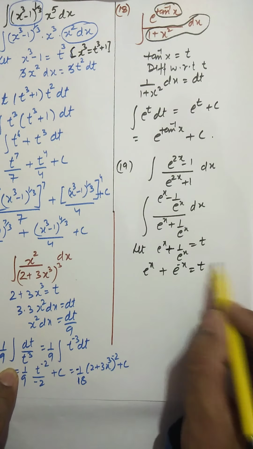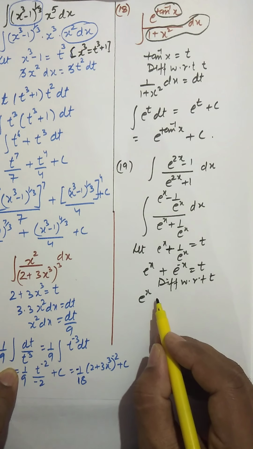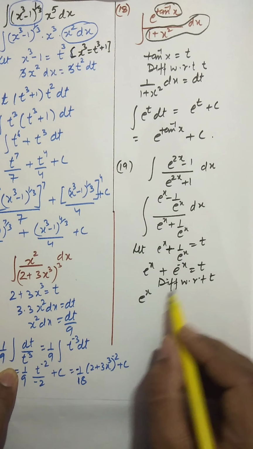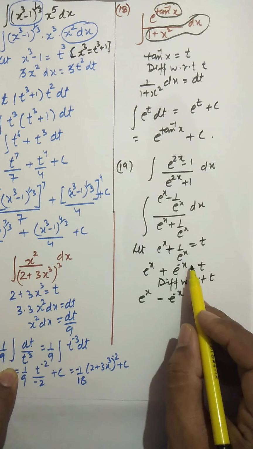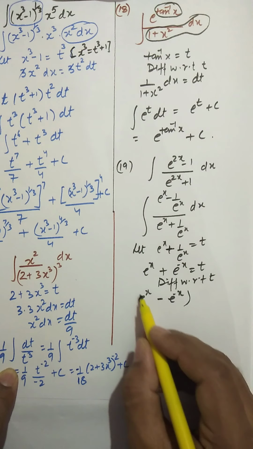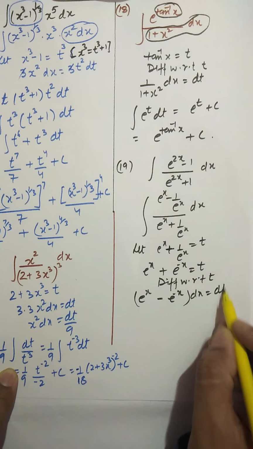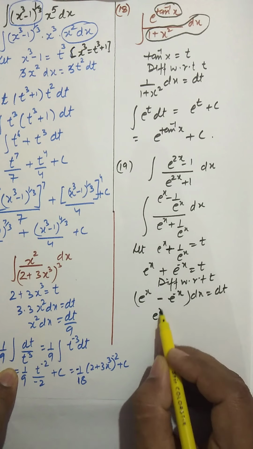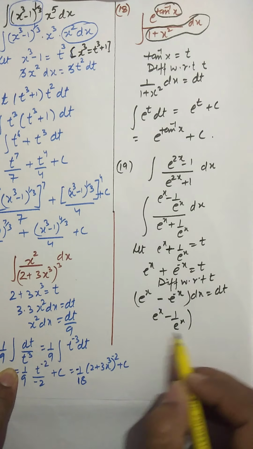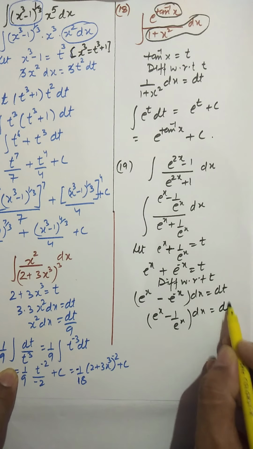This is t. Now you differentiate with respect to t, so the derivative of e^x is e^x, and of e^(-x) is minus e^(-x), and this minus x is minus 1, and this is dx, and this is going to be dt. So now you can further simplify this. You can write (e^x minus 1 upon e^x) dx, and this is dt.